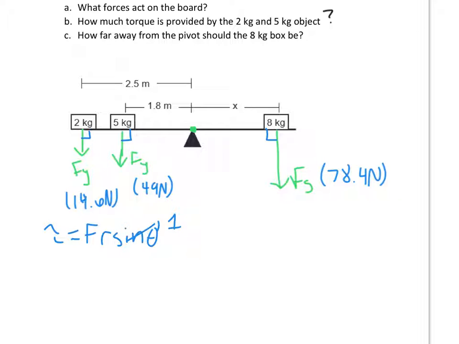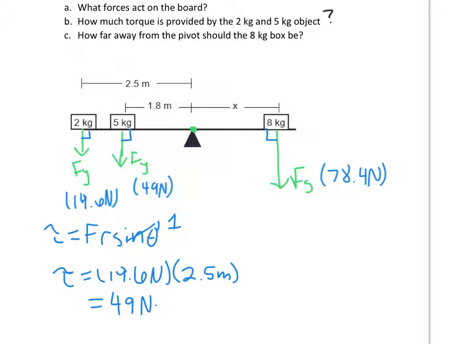So for the 2 kilogram object, the torque equals the force, 19.6 newtons, times the distance from the pivot, 2.5 meters. 19.6 times 2.5 is 49 newton meters. This would cause a rotation that way, counterclockwise, so that would be a positive number.